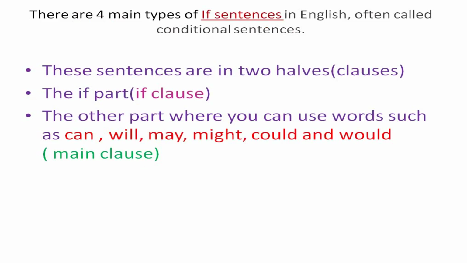There are 4 main types of if sentences in English, often called conditional sentences, as I said previously. These sentences are in 2 halves, that is 2 parts. The if part is called the if clause. The other part, where you can use words such as can, will, may, might, could and would, is called the main clause.